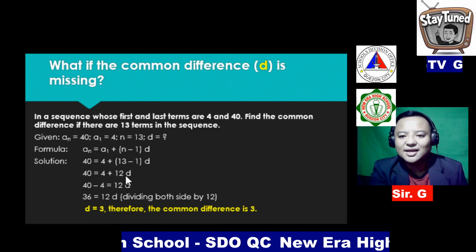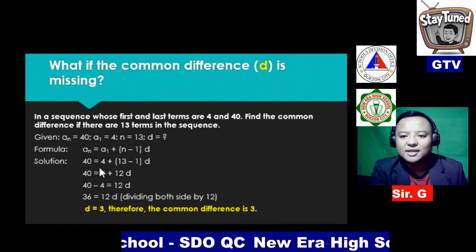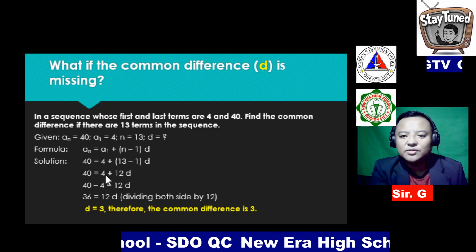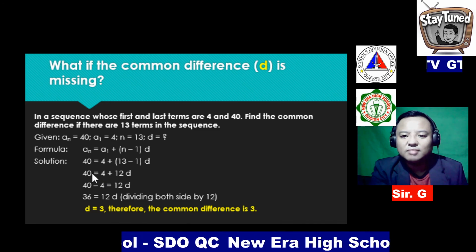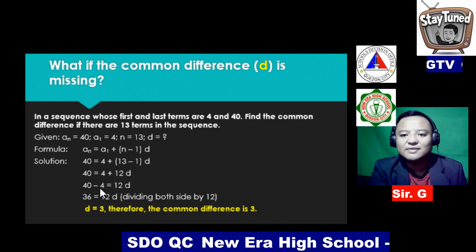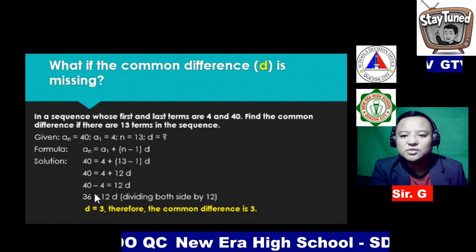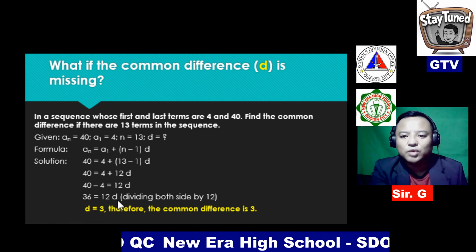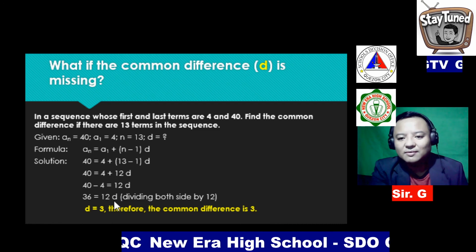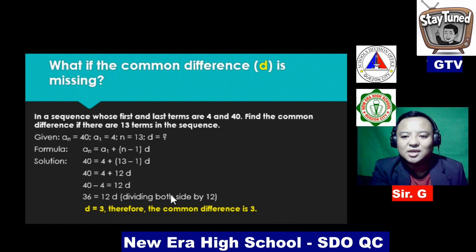12d. Alright? Then transferring 4 to the left side. Remember that when we transfer one term from one side to another, we have to change its sign. So from positive 4 into negative 4. Take note. Then 40 minus 4 equals 36. That is equal to 12d. Again, we are now ready to isolate d by dividing both sides by 12.